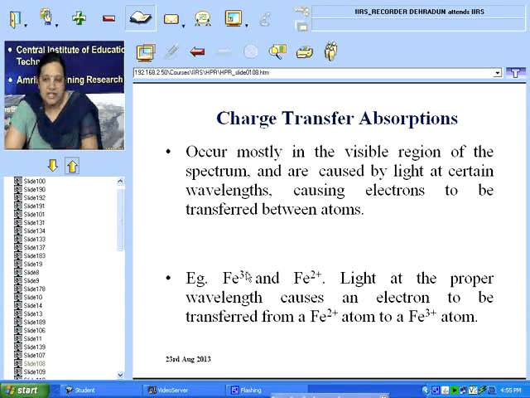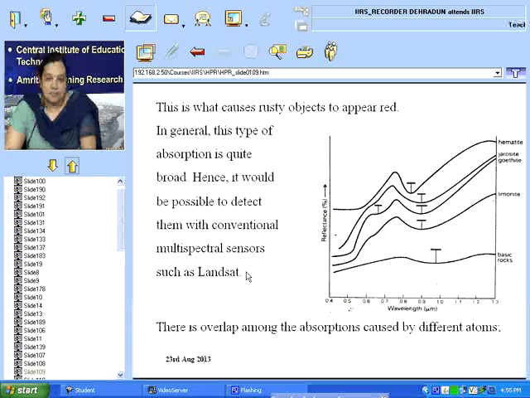And the absorption regions are quite large, and it occurs from transitions from Fe3 to Fe2. These absorptions are so large that they can be easily detected even in the visible or multispectral remote sensing, and they are primarily, as I said, in the visible region of the electromagnetic spectra. So here, if you look, these are the absorptions for the different compositions of iron, and these absorptions are very broad in nature, and they can be easily captured using the multispectral sensors.